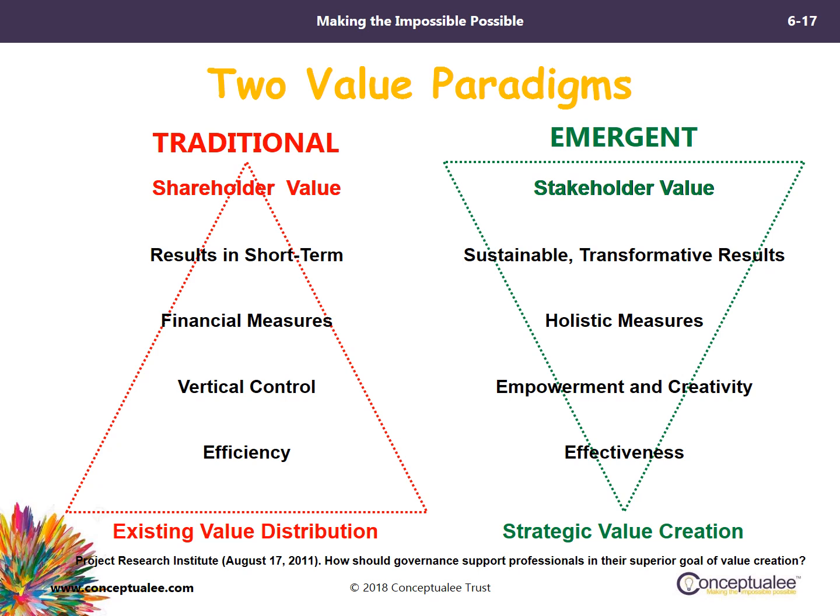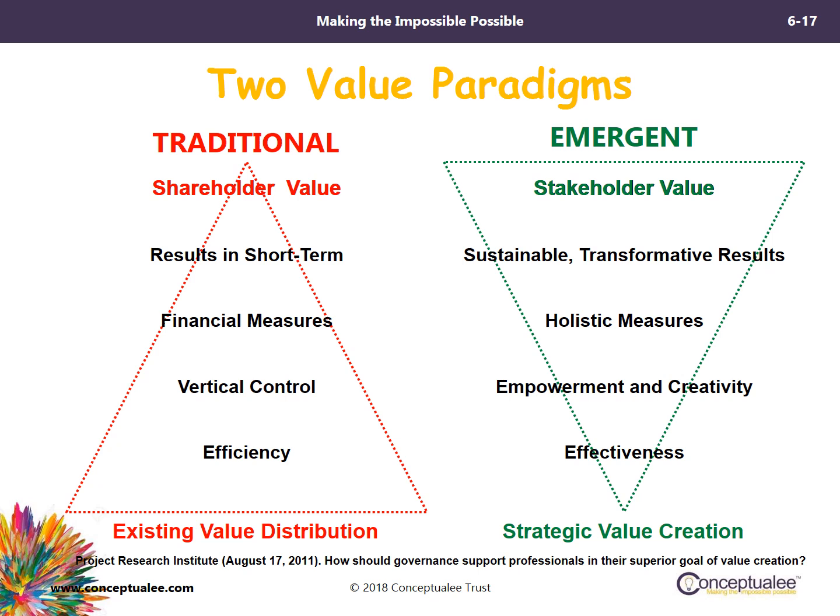Here the diagram on the left side shows a traditional paradigm, which is an existing value distribution model that works in the service of producing shareholder value. Remember, those are the people who've invested money or have received stocks because of their work or contribution to the organization. It starts at the bottom here and seeks to distribute the venture's existing value through efficiency, vertical control, and financial measures to produce short-term results in the form of shareholder value.